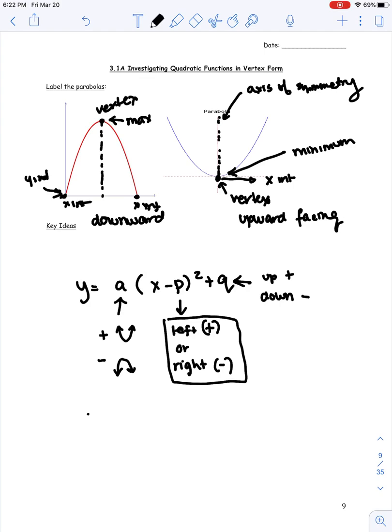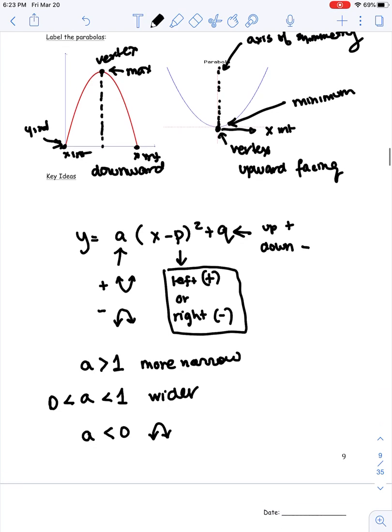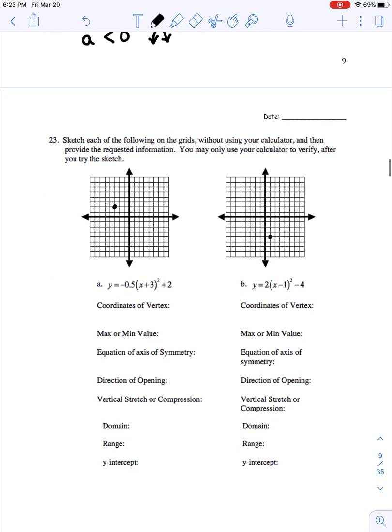Also, what you should have found is that when a is greater than 1, the graph becomes more narrow. If a is between 0 and 1, then it gets wider. And finally, if a is less than 0, the graph is downward facing. It's going to be like a frown. So that's kind of what I wanted you to get from that Desmos assignment.